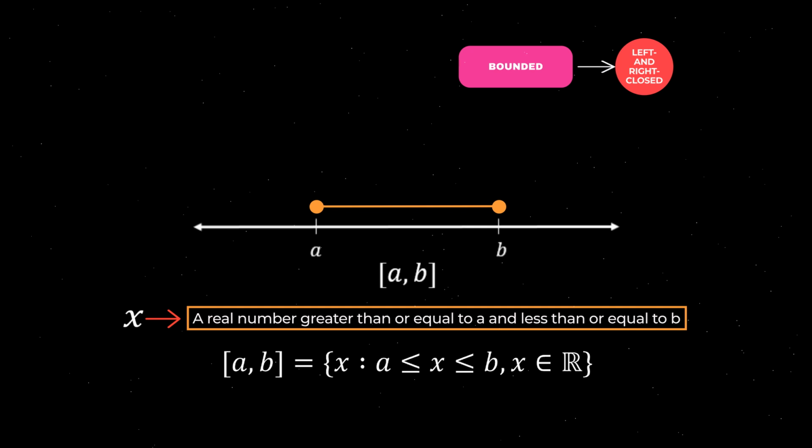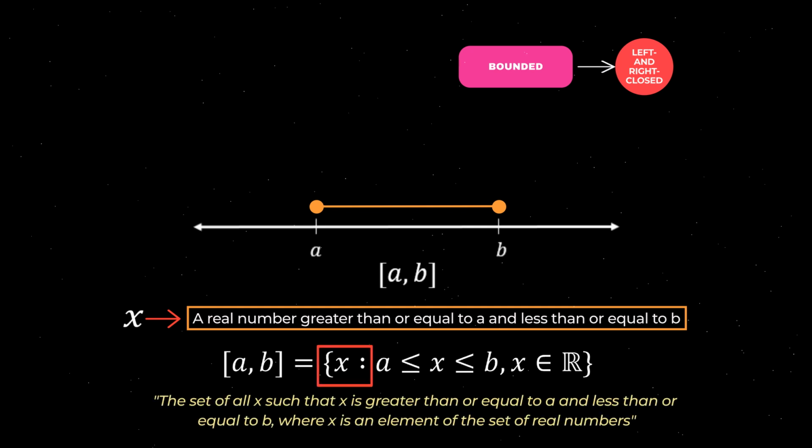Therefore, this left and right closed interval in set builder notation can be described as the set of all x such that x is greater than or equal to a and less than or equal to b, where x is an element of the set of real numbers.